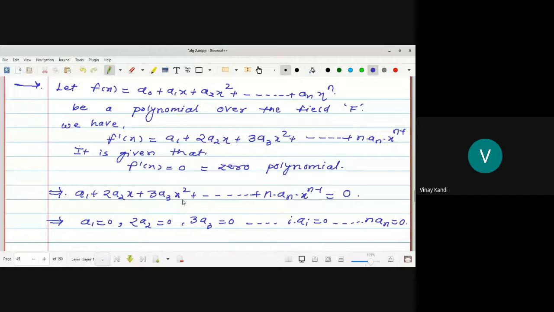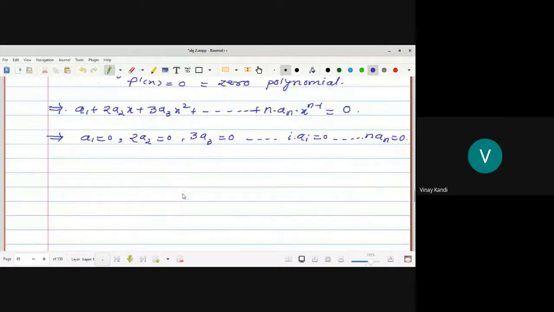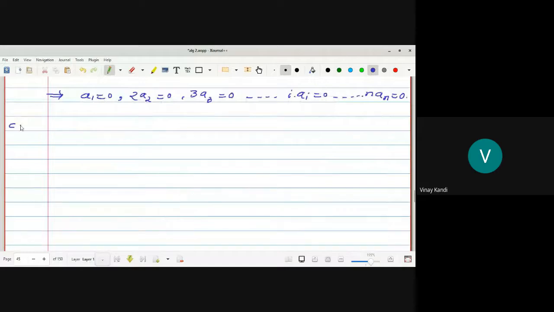Now case number 1, when the characteristic of the field F is 0. Take any arbitrary element from this one. So we have i into ai is equal to 0. What is the meaning of this?